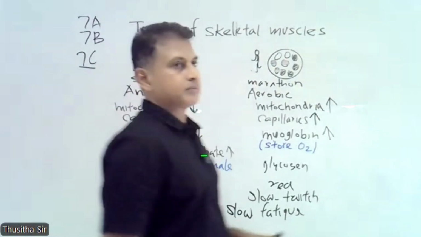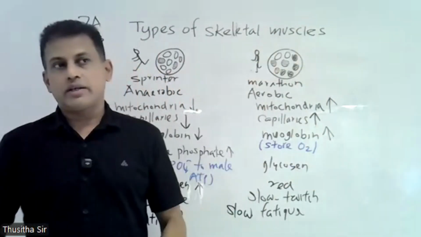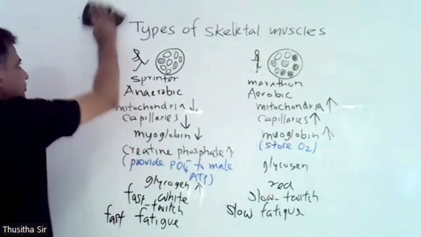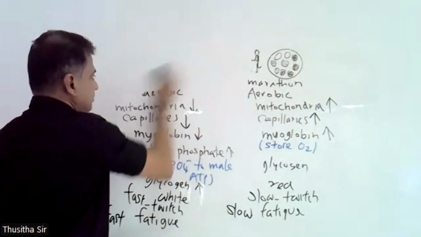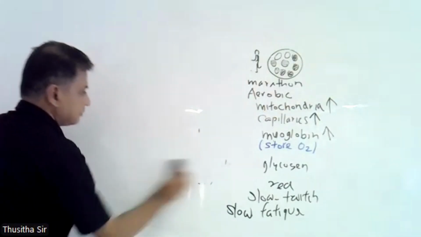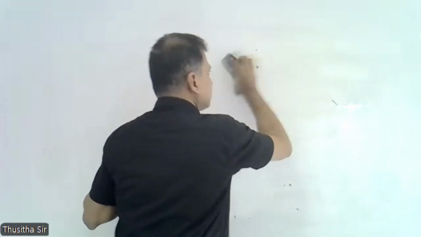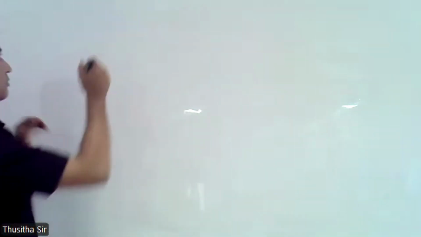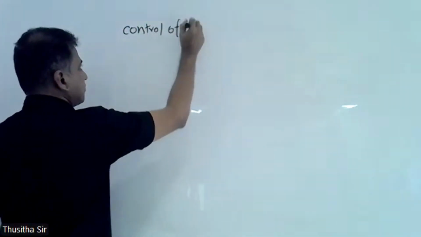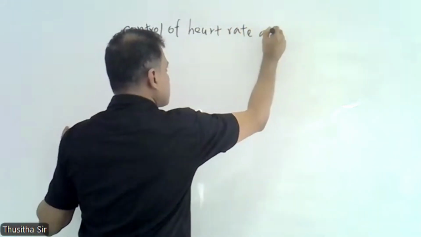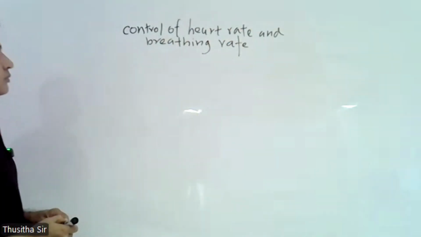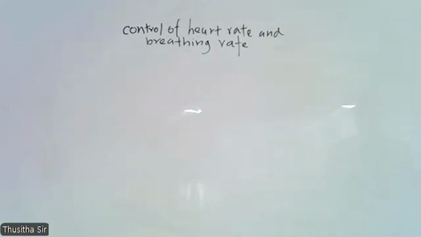Then I will skip the homeostasis, and the basic homeostasis goes to the kidney, and now we are going to learn control of heart rate and breathing rate next lesson. Control of heart rate and breathing rate is the next lesson.